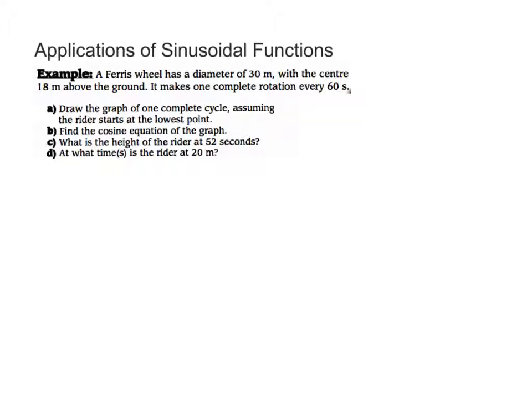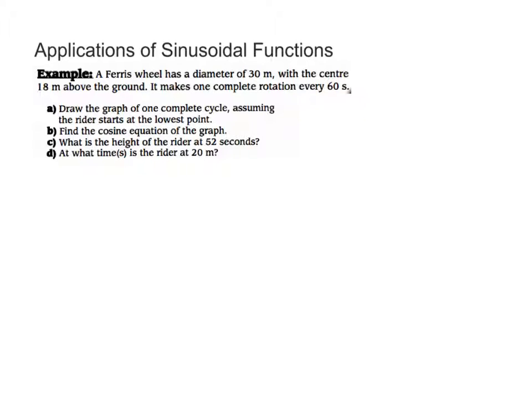Some of the other types of applications you could have, if you think of anything that cycles through and does the same thing over and over again. So we talk about weather as an application because every year, this time of year, it gets cold, and then it gets colder, and then it gets warmer, and warmer, and then colder again, and it's a cycle. And you'll see there are some other ones as well that we'll do. But this one's about a Ferris wheel.